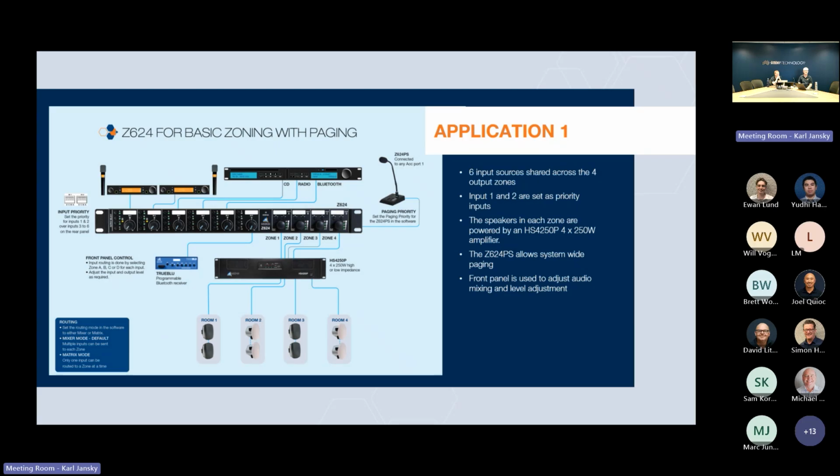The paging station set up to page to the zones, and you'll also see down there a device we haven't mentioned during this, which is the True Blue, a fully programmable Bluetooth receiver that is set to input 6 there, and that can then be also routed as required to each of the zones.